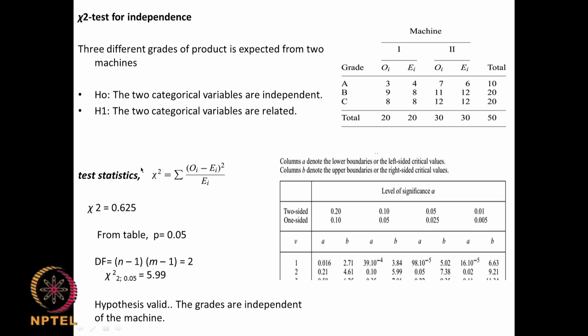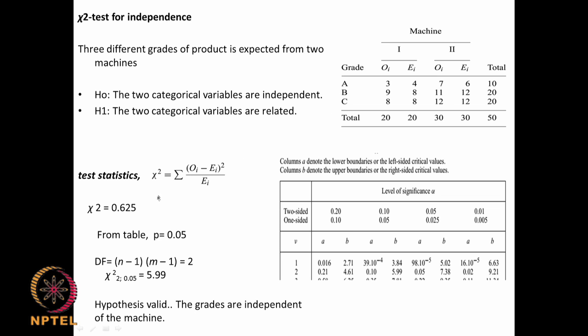So, what is the test statistic? It is the sum over all six cells of observed minus expected, squared, divided by expected, right.